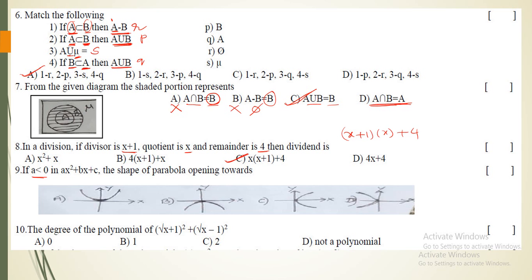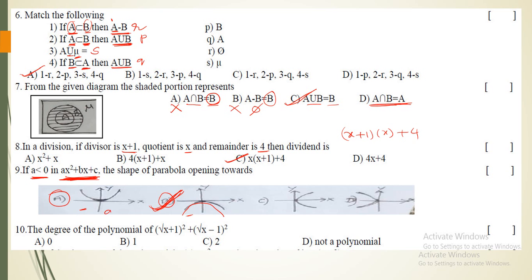Next, if a is less than 0 in ax square plus bx plus c. So when you consider ax square plus bx plus c, these two, A and B, are my options. When ax square plus bx plus c is given, my graphs would look this way or this way. But what he has given is a less than 0. So a less than 0 means it will be facing downwards. So option B is my answer.